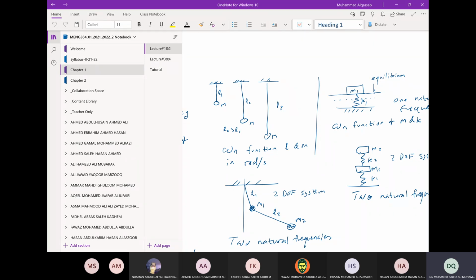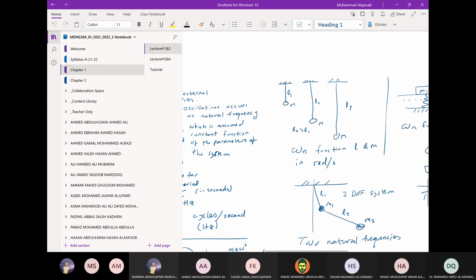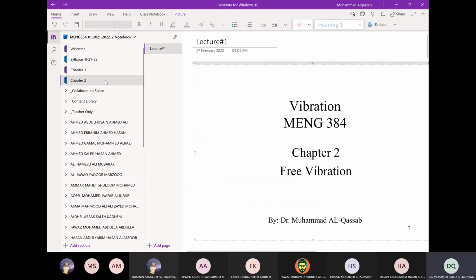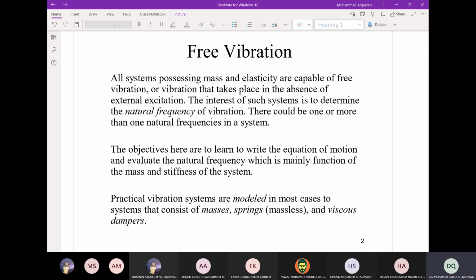And then we have a spring mass system. Again, it will have a natural frequency that is a function of K and M. And the number of natural frequencies equals the number of degrees of freedom. So all systems possessing mass and elasticity are capable of free vibration, or vibration that takes place in the absence of external excitation.